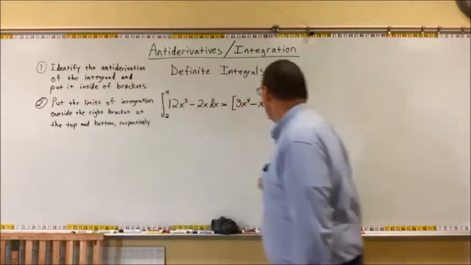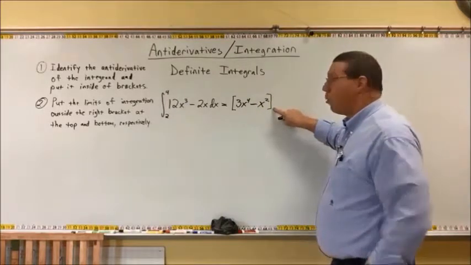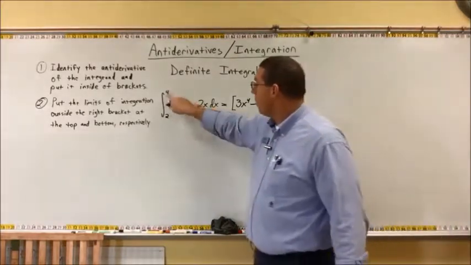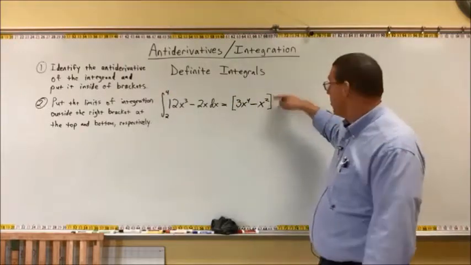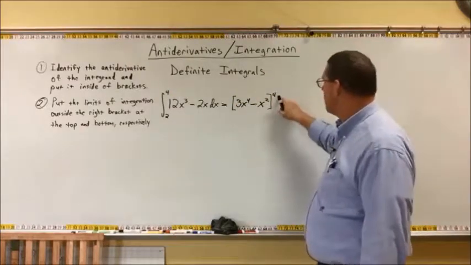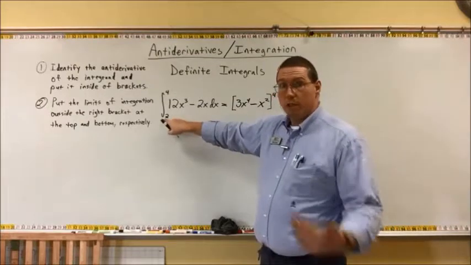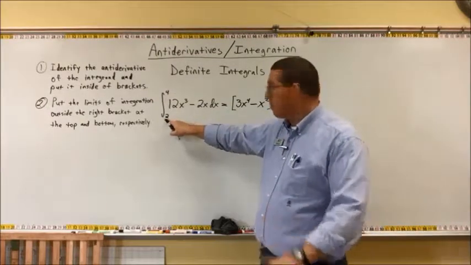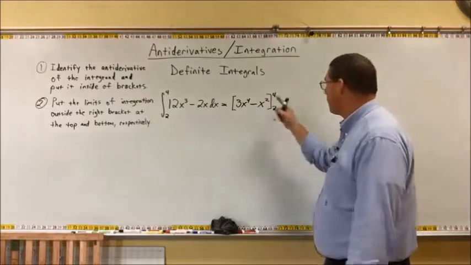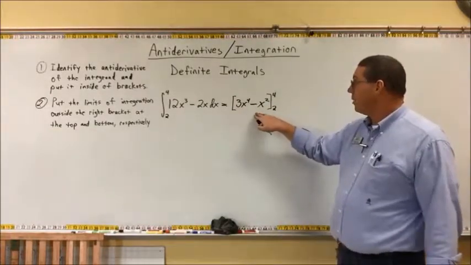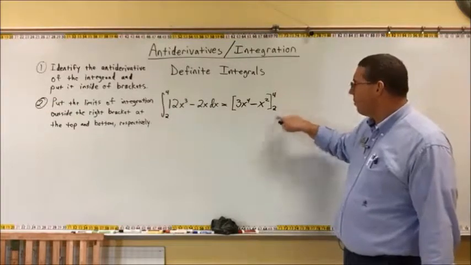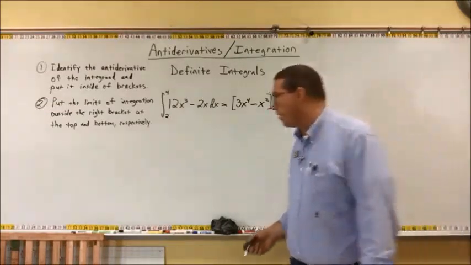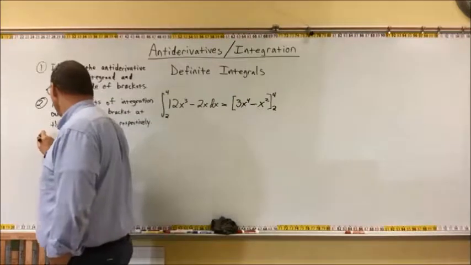So, this is the top, this is the bottom. Respectively means the upper limit, which is at the top, is going to be put at the top outside the bracket. So I'm going to put the 4 here. The 2, which is the lower limit of integration, is at the bottom, so I'm going to put it at the bottom over here. That's step 2. So after you get the antiderivative and put it in brackets, just write the limits of integration, top and bottom, right here, ready to go. That's step 2.